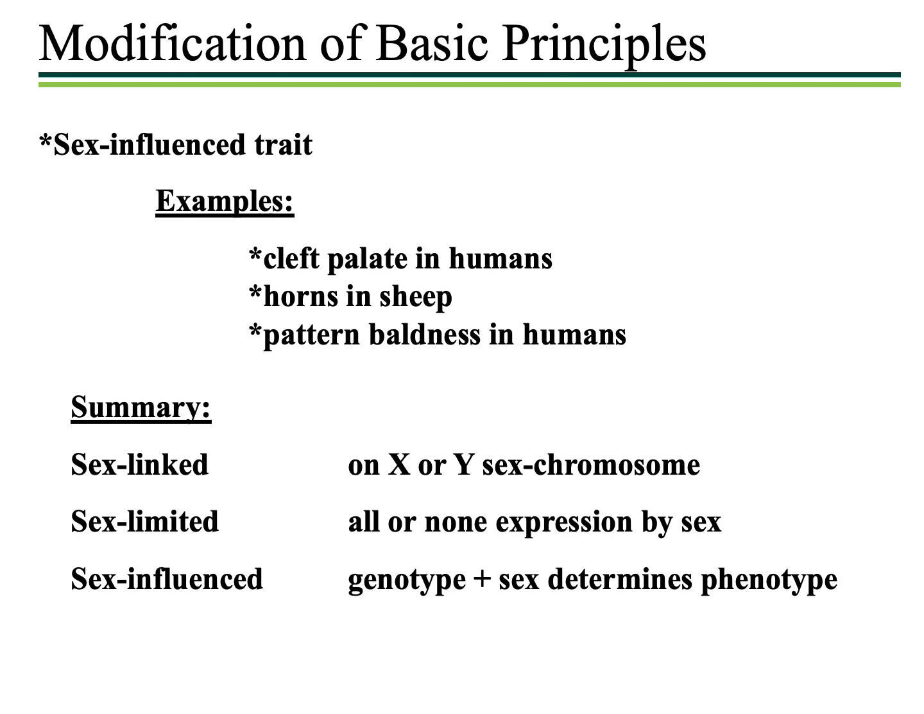Now, just to summarize those terms, I have them listed here for you. Sex-linked means it's going to be a gene that's located on the X or the Y, the sex chromosomes. Sex-limited means it's limited to one sex or the other, all or none expression by sex. And then sex-influenced is going to be genotype plus sex of the individual that will determine the phenotype. There will be differences in the levels depending upon if the individual is male or female.